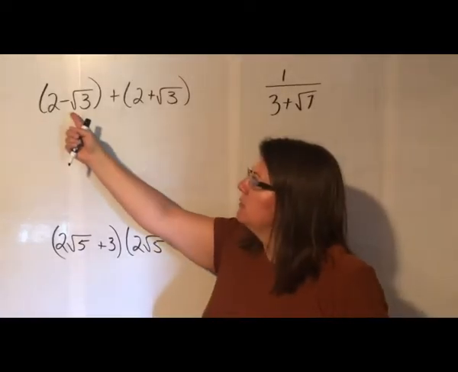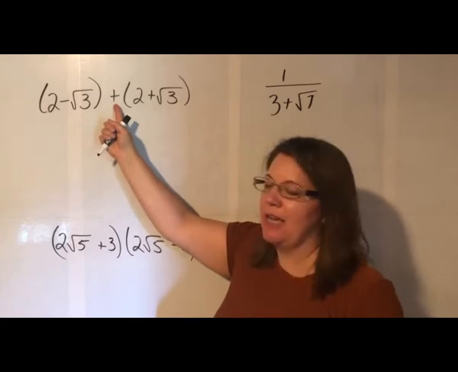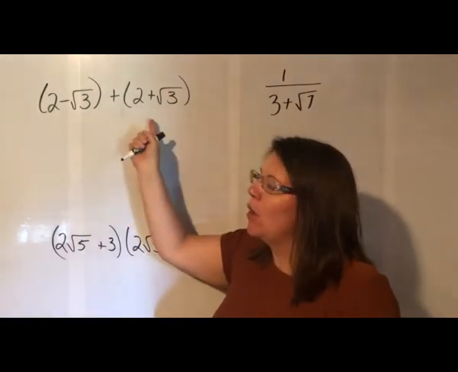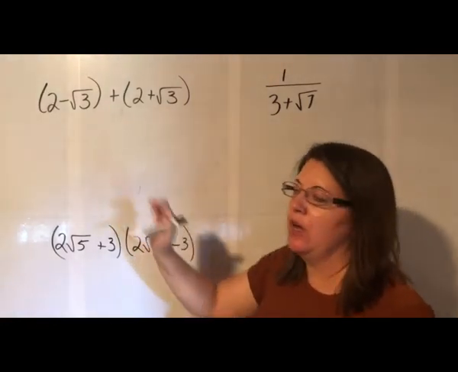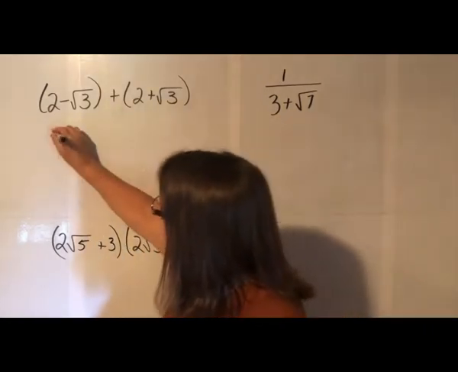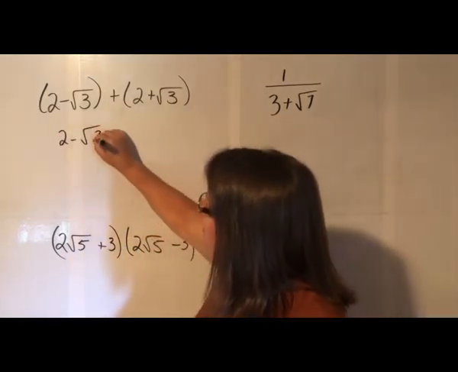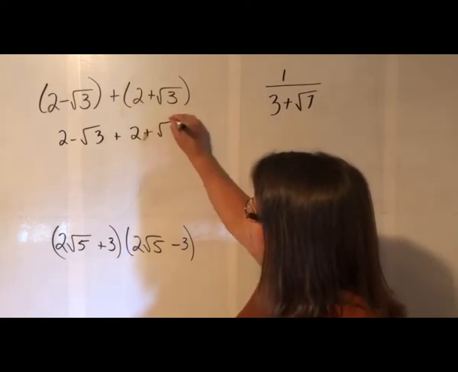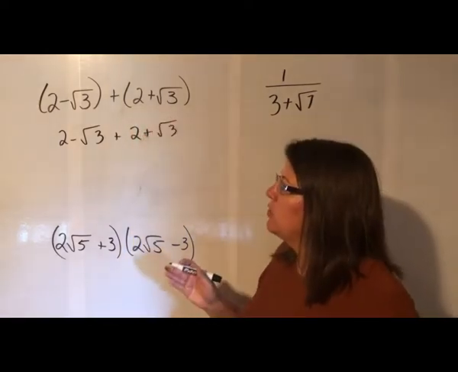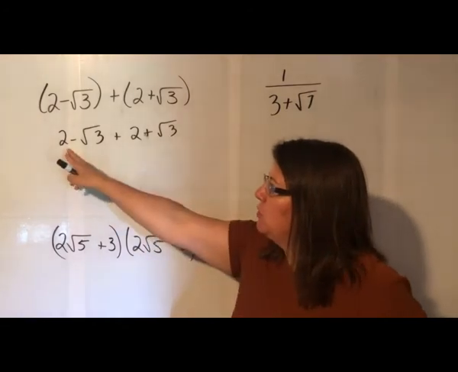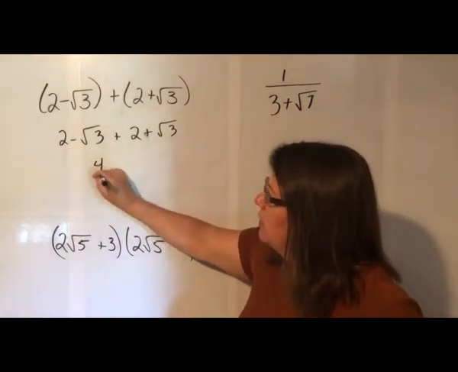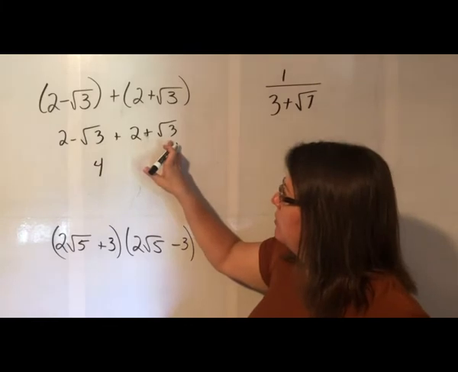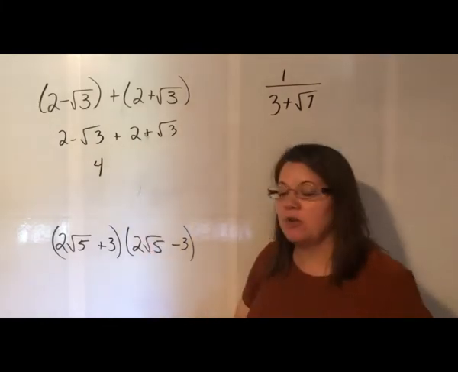Notice here, these two are added together. Really, the parentheses don't mean a thing. They're just there to confuse you. I could give you that, and you need to understand that it's the same thing as this. So I'm going to just combine my like terms. So 2 plus 2 is 4. Negative square root of 3 plus square root of 3 is 0. That cancels. So my answer there is just 4.